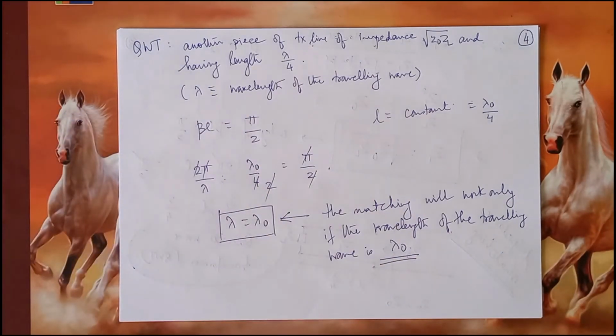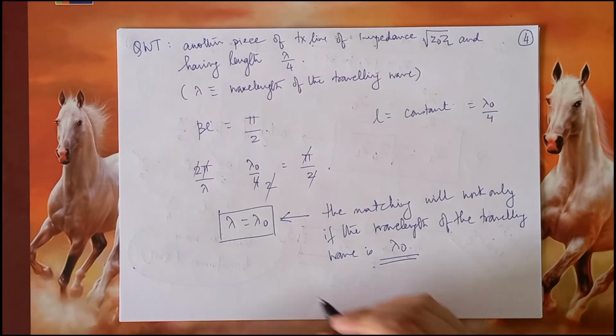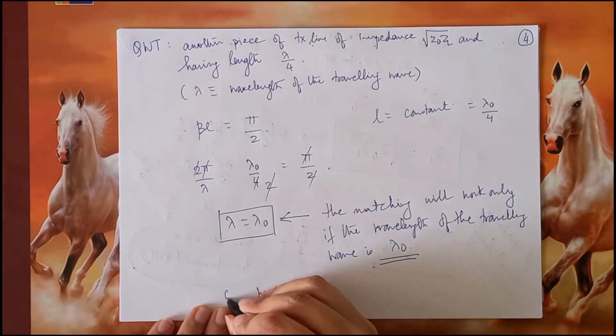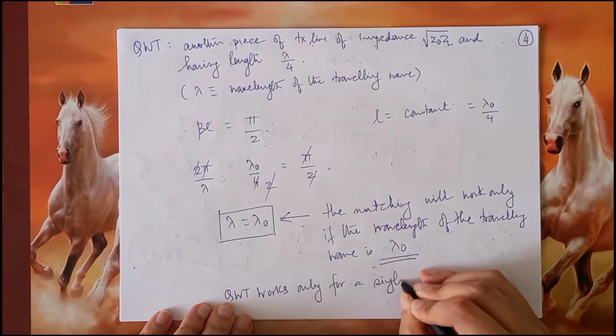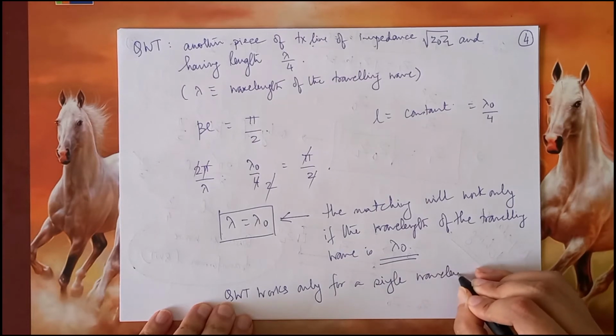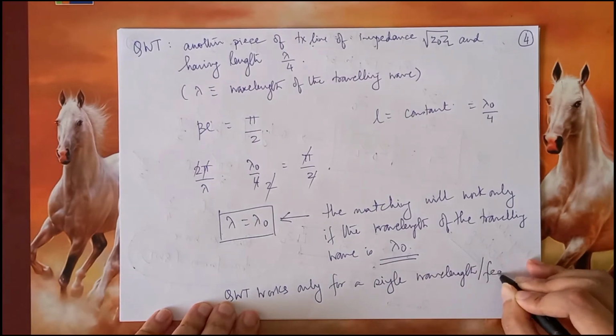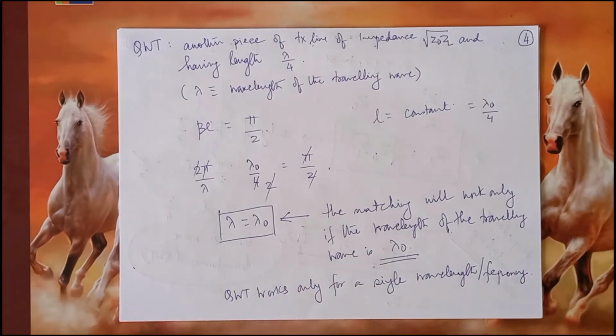That means this QWT works only for a signal having a single wavelength, not for multiple wavelengths, or conversely multiple frequencies. It does not work for that. The QWT works only at a single frequency. So this is very, very important, and naturally it's a drawback.